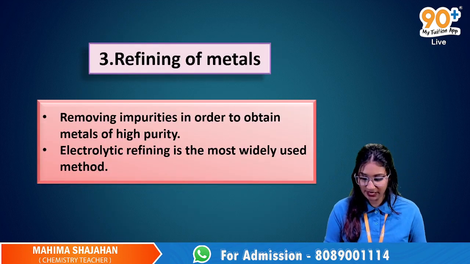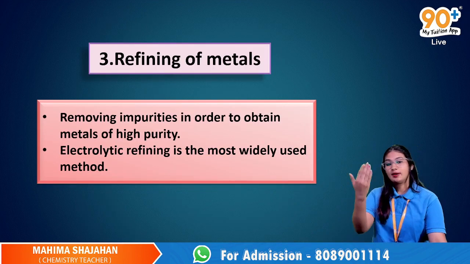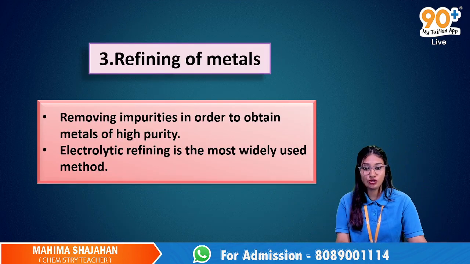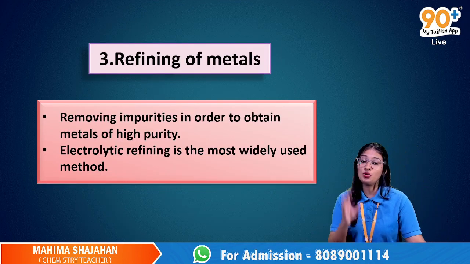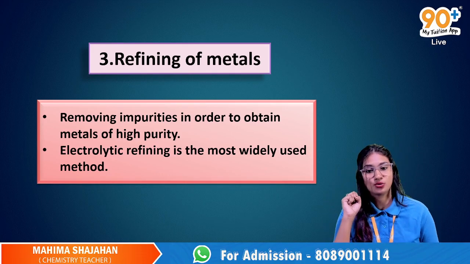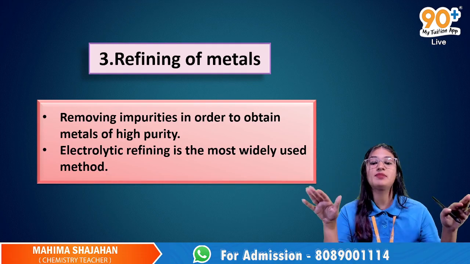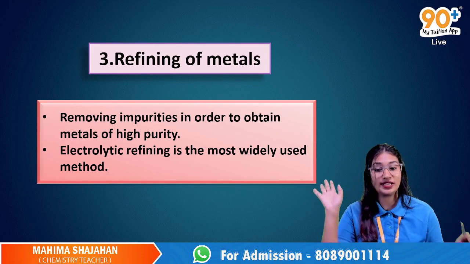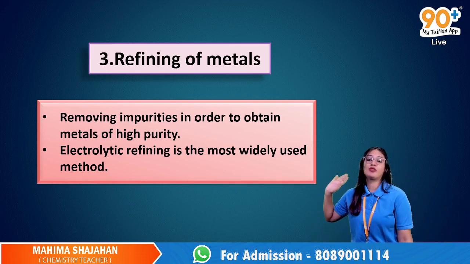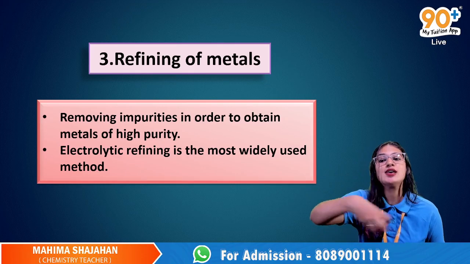Okay, yes. Now the third process is refining of metals. We enriched the ores and extracted the metals, but the extracted metals still contain a large amount of impurities. We have to remove the impurities completely in the end. That process is called refining of metals. When refining, the impurities are removed.